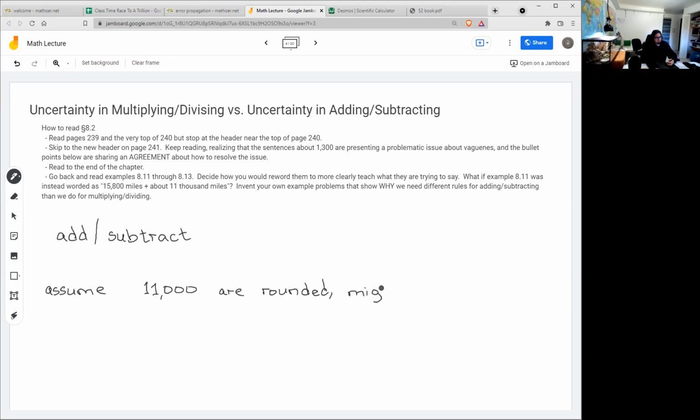And it might actually be something like 11,400. So this you can trust. But this part you can't trust. And once you can't trust anything that's less than 1,000 in your answer, you can't trust anything less than 1,000 either.